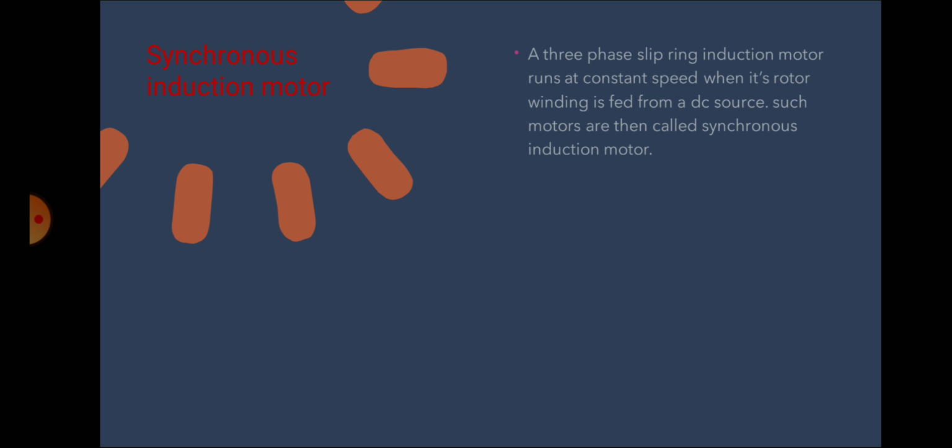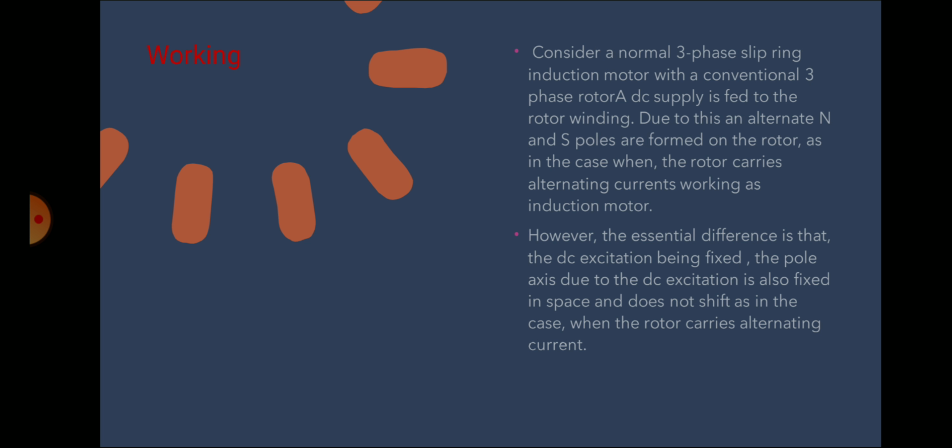A three-phase slip-ring induction motor runs at constant speed when its rotor winding is fed from a DC source. Such motors are then called synchronous induction motors. Consider a normal three-phase slip-ring induction motor with a conventional three-phase rotor. A DC supply is fed to the rotor winding. Due to this, alternate north and south poles are formed on the rotor, as in the case when the rotor carries alternating current while working as an induction motor.